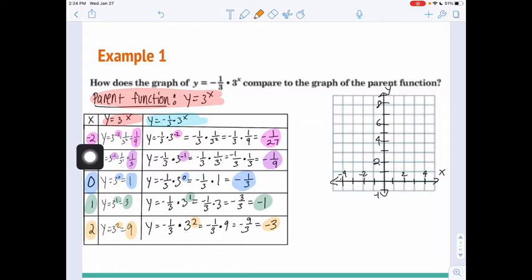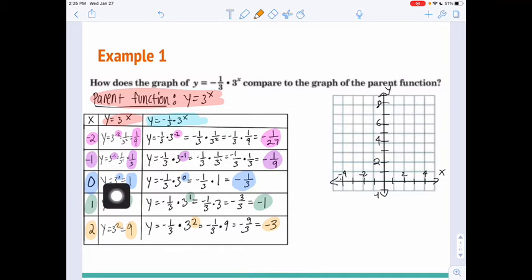If we plug in negative 2 to our parent function, we get 3 to the negative 2, which ends up being 1/9. If we plug this in to our new function, negative 1/3 times 3 to the negative 2, we get negative 1/3 times 1/9, which gives us negative 1/27. If we plug in negative 1 to the original, we get 3 to the negative first, or 1/3. If we multiply this by negative 1/3, we end up with negative 1/9.